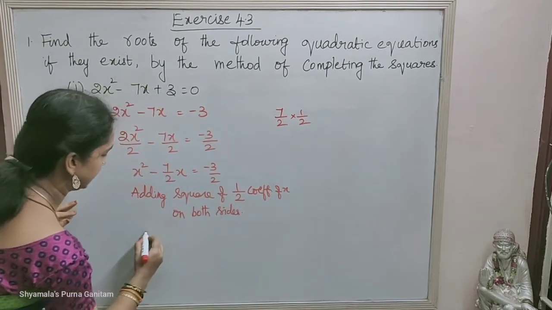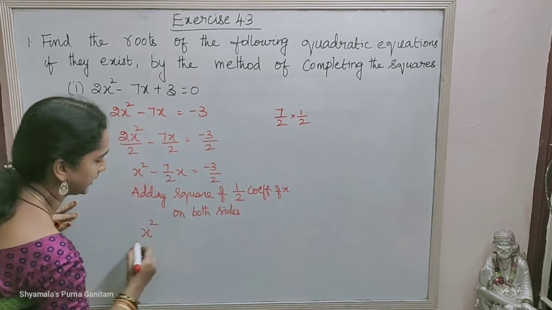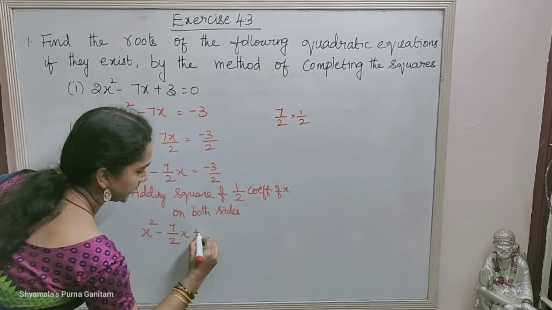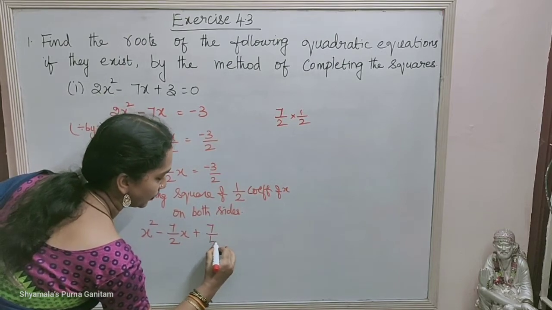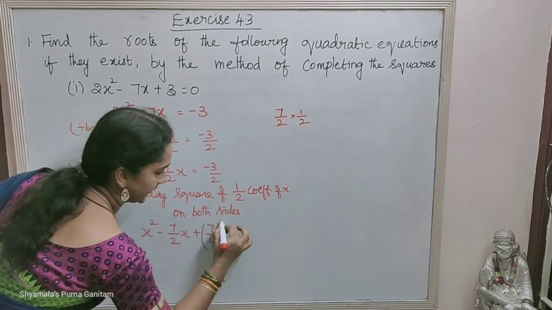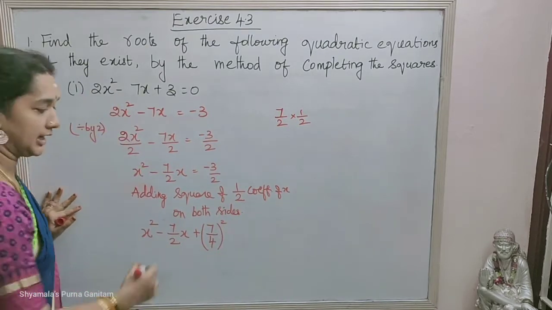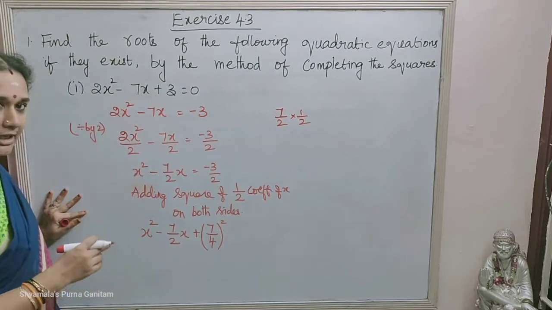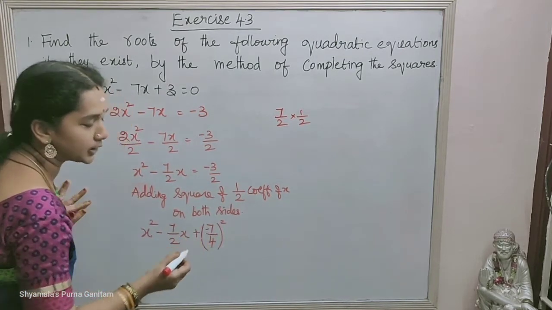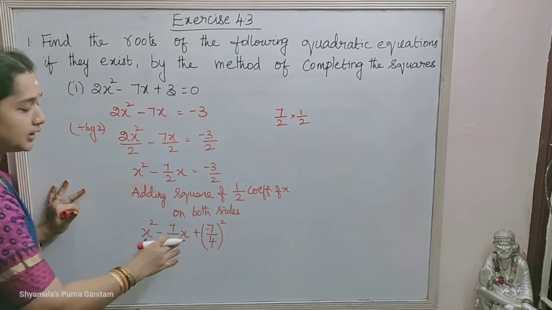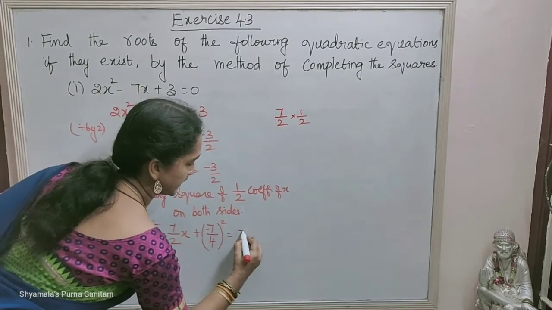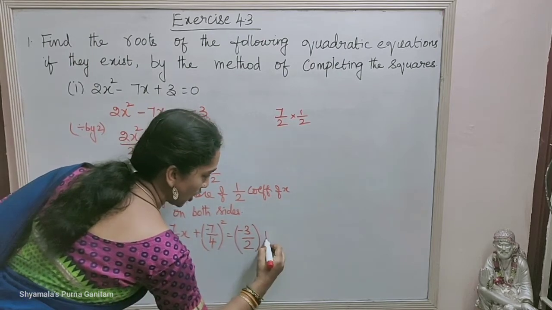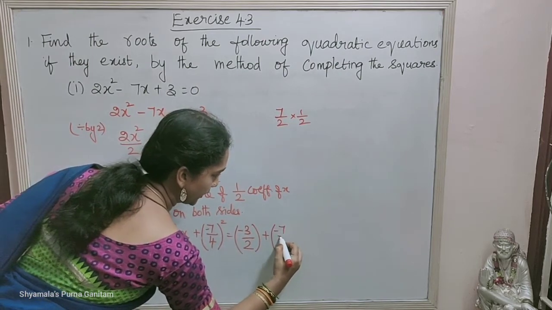If I add like that, I will get x squared minus 7 by 2 x plus 7 by 4 the whole square. I will get 7 by 4 the whole square. If you are including this negative sign also, no problem. Since it is negative only, no problem in adding. So is equal to minus 3 by 2 plus 7 by 4 the whole square. Okay. On both the sides, whatever you are doing has to be done.